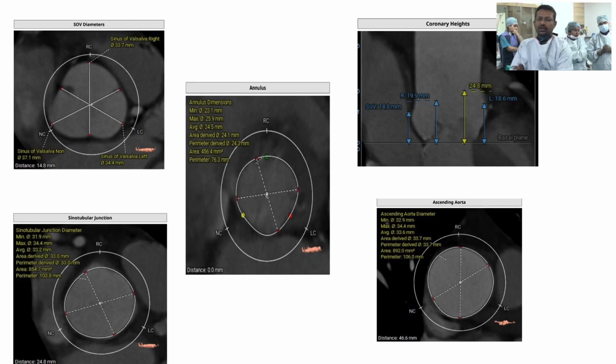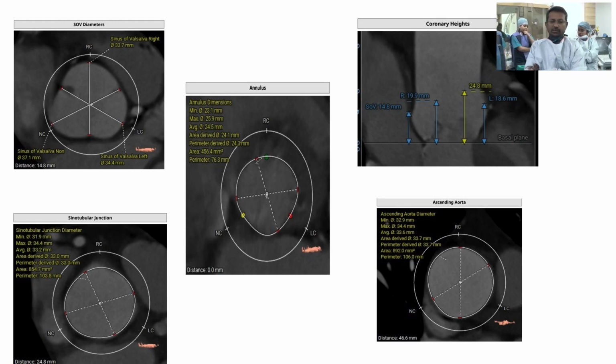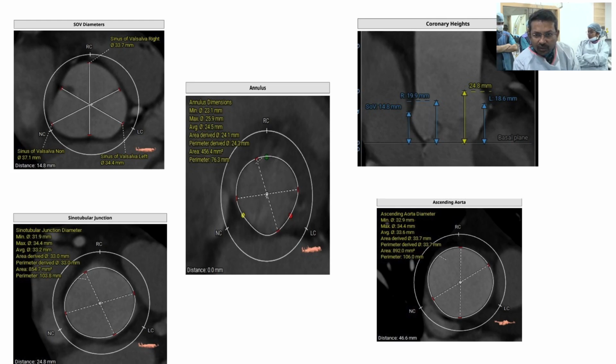So we are expecting that our valve leaflet will lie perfectly on the SOVs, and there is less chance of coronary ostial obstruction. The coronary heights are again very good: the left coronary height is 18.6 and the right coronary artery is 19.9. So we are not expecting any kind of coronary obstruction in this case, and we are not going to take any kind of coronary protection.